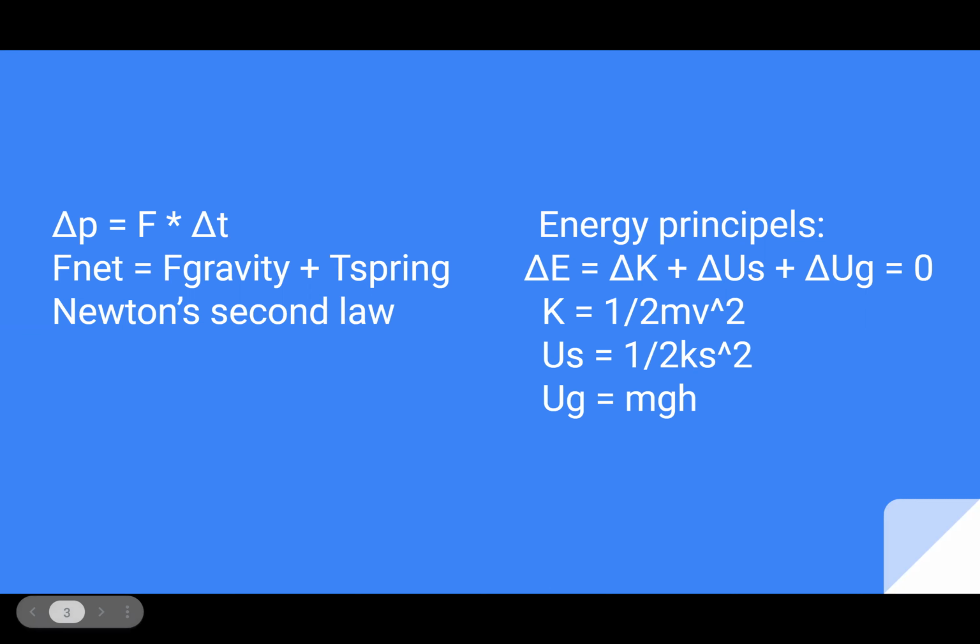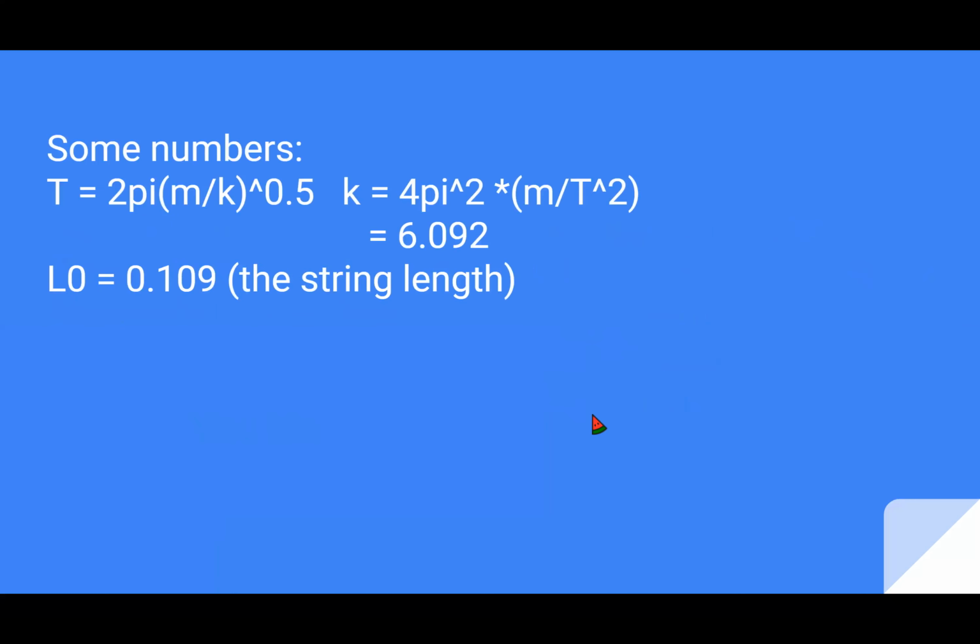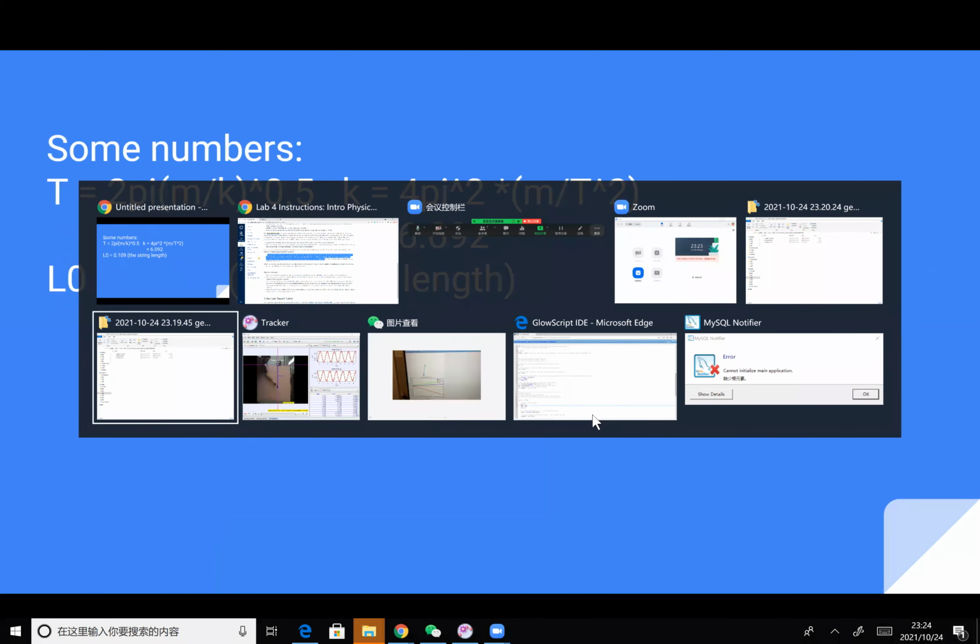At the end of this video, we will know the total change of the energy will be 0 because it's a closed system. And these are three formulas for calculating the kinetic energy, the string's potential energy, and the gravitational potential energy. Now let's take a look at my tracker video.